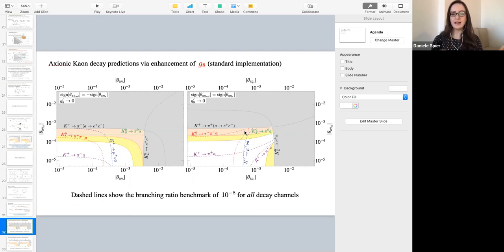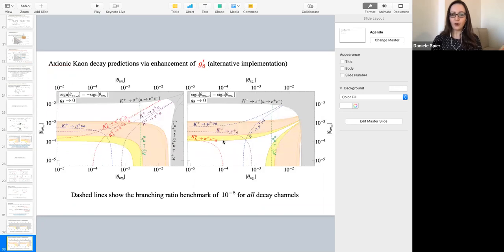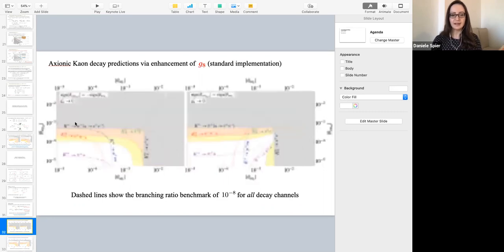Okay. But you see, it's not just that. Let's say I want to make predictions for an experimentalist to go and look for, say, K plus decays to mu nu axion, or K plus to pi a. You see, these predictions change depending on whether I assume octet enhancement via G8 or via G8 prime. I don't know if you can see that these lines are different. Look at the blue line here. This is the prediction for a branching ratio of 10 to the minus 8. Oh, I'm sorry. This is the one line that doesn't change. Look at the purple line.